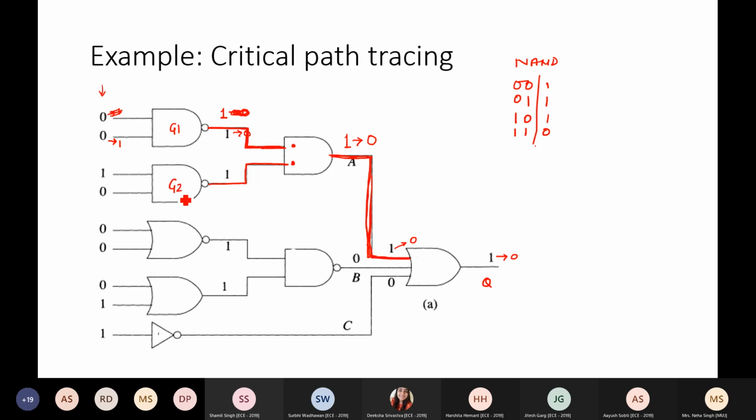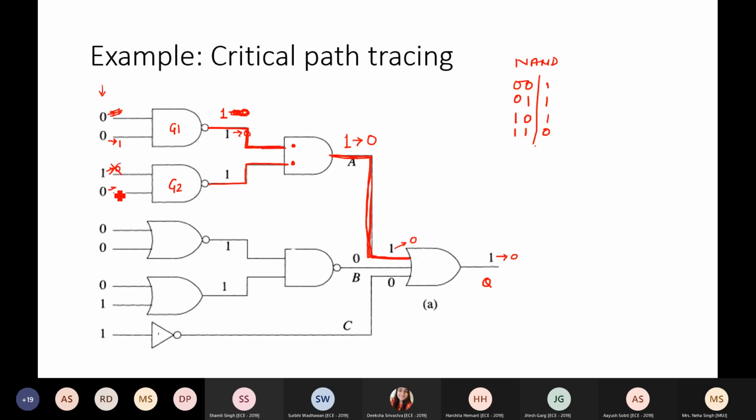Let's do it for G2. G2 के लिए कौन सा इनपुट क्रिटिकल होगा? If I put this 1 to 0, B input, नीचे वाला. If this input with value 1 is changed to 0, तो input of G2 becomes 0 0, जिससे output अभी भी 1 ही रहेगा. So this is not critical.